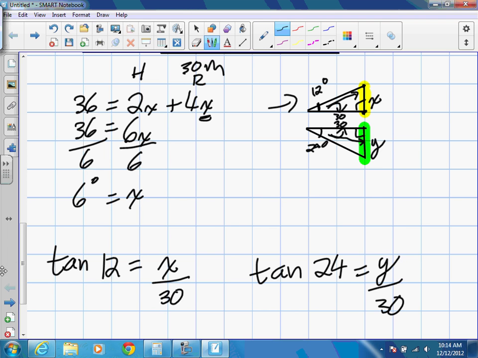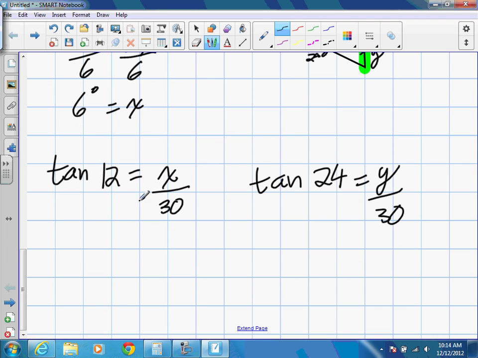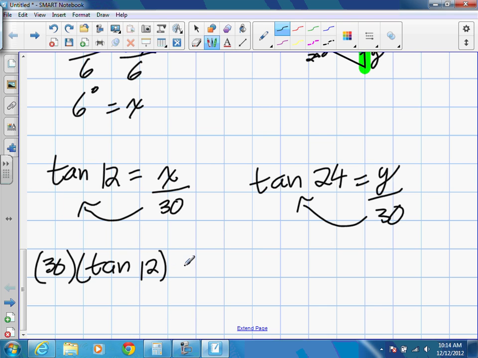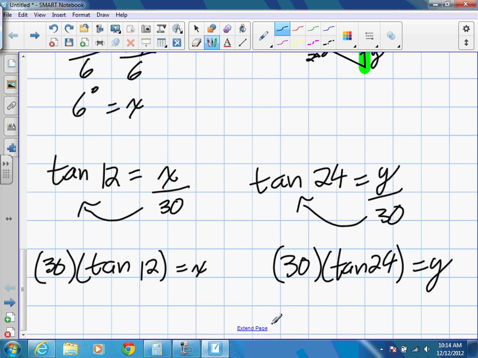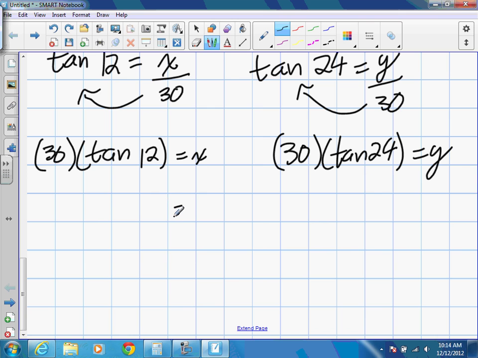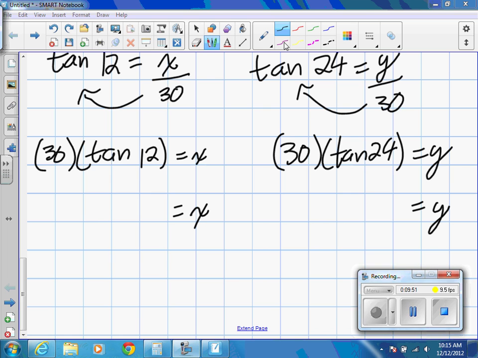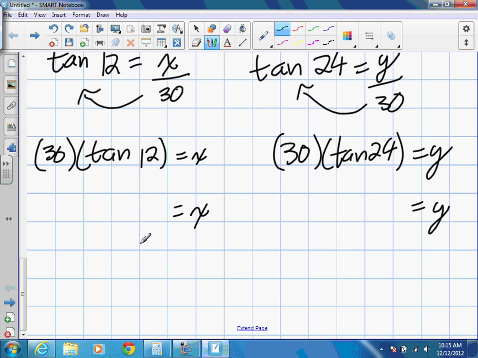I bring the 30 over on this side, or sorry, on both sides, so we have 30 multiplied by tangent 12 is equal to x. 30 multiplied by tangent 24 is equal to y. Who wants to help me out here? Sure. Get a calculator there and try that. Okay. So for x, we got 6.37. Anyone get y?